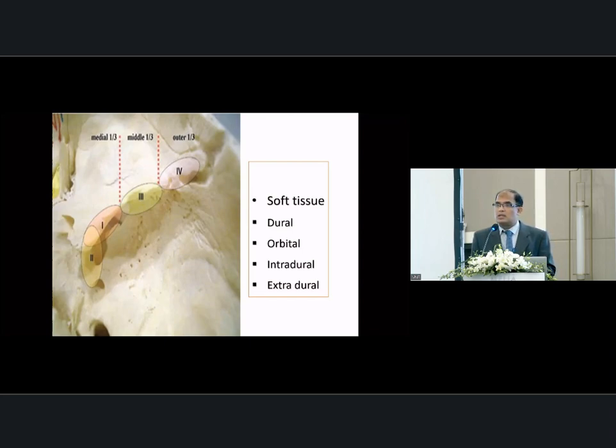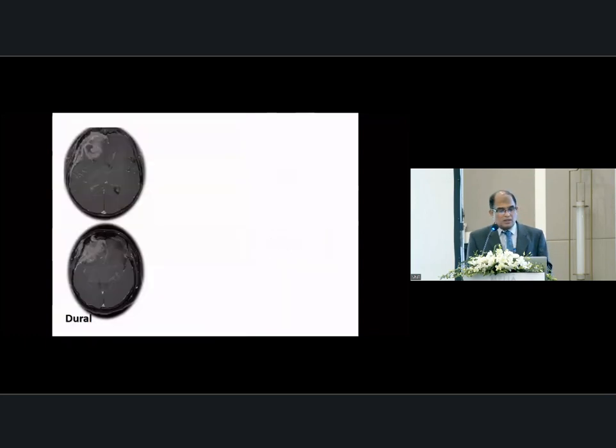So you're not just dealing with the dura and its intradural component as we do for other meningiomas. So we need to tackle that. And the sixth one, which I kept hidden, is the bony component as well, which I'll be highlighting later. So this is the dural component.